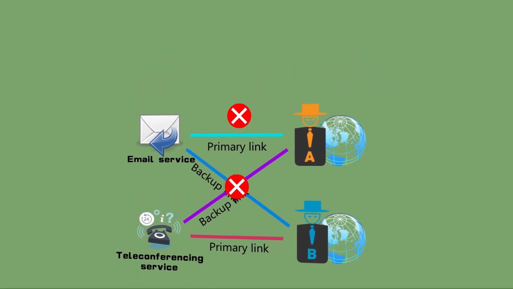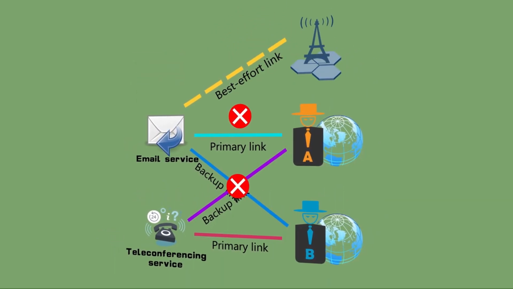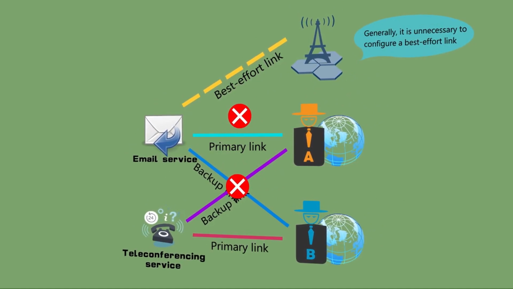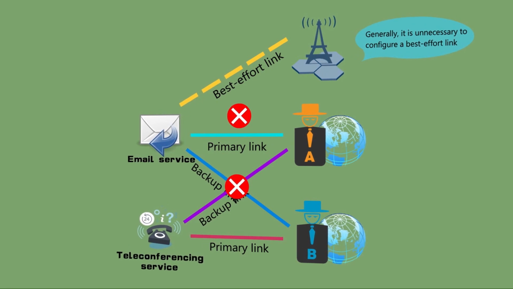Best effort link is rarely used. A best effort link is used only when both primary link and backup link do not meet network service requirements, which rarely occurs. Generally, it is unnecessary to configure a best effort link.